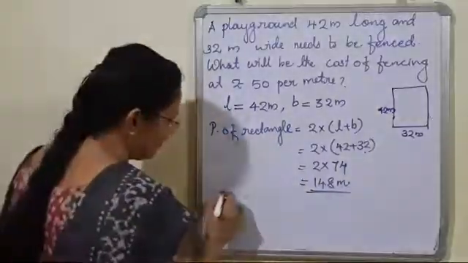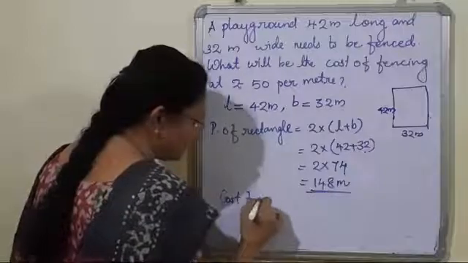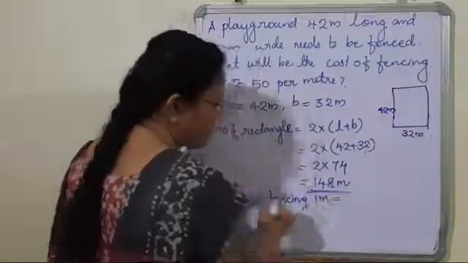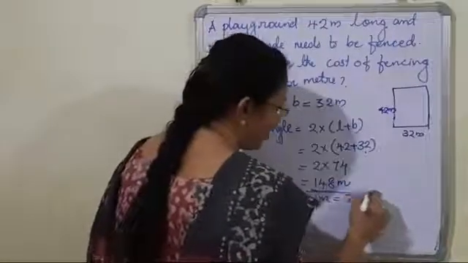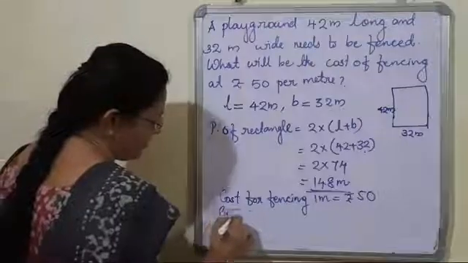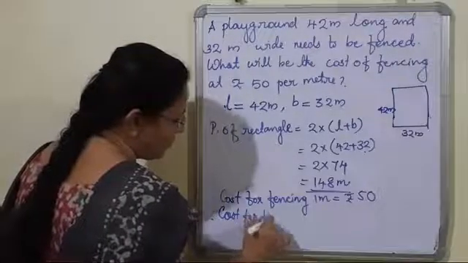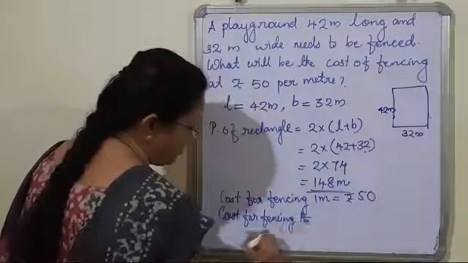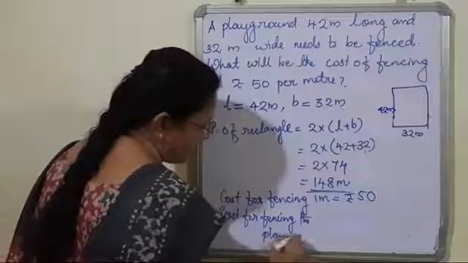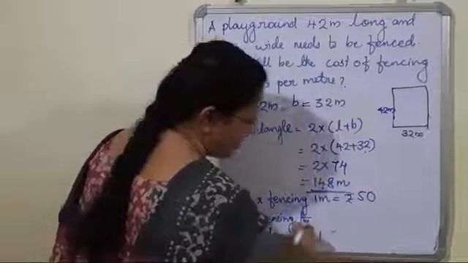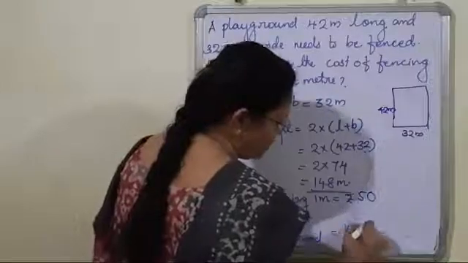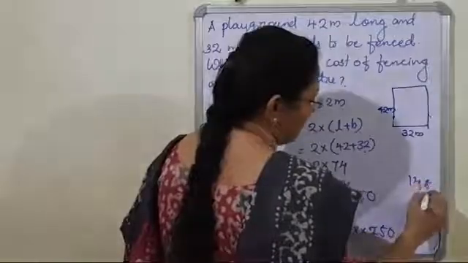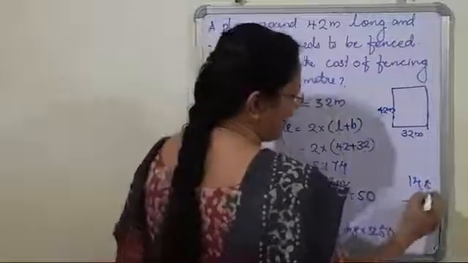First, cost for fencing 1 meter is equal to rupees 50. Therefore, cost for fencing the playground is equal to 148 into rupees 50. We can multiply 148 by 5, then put 1 0. Okay.